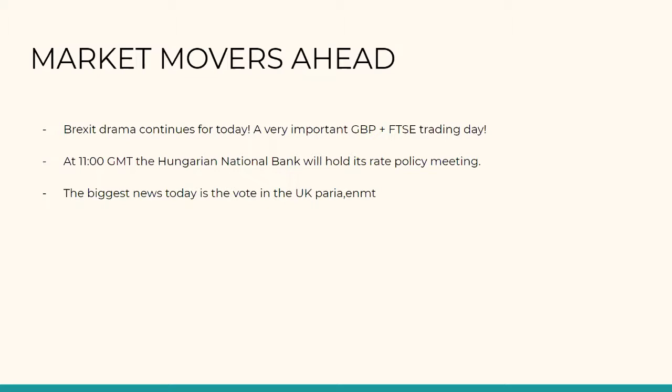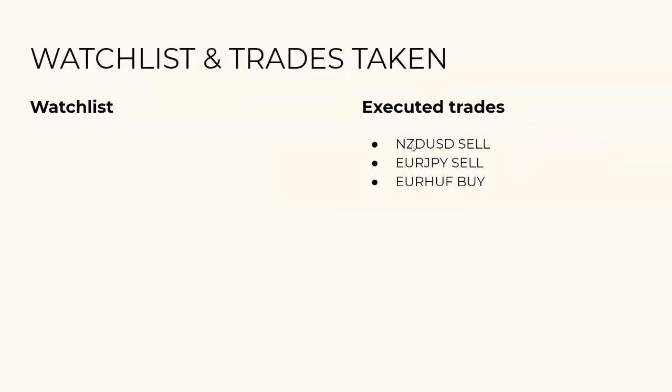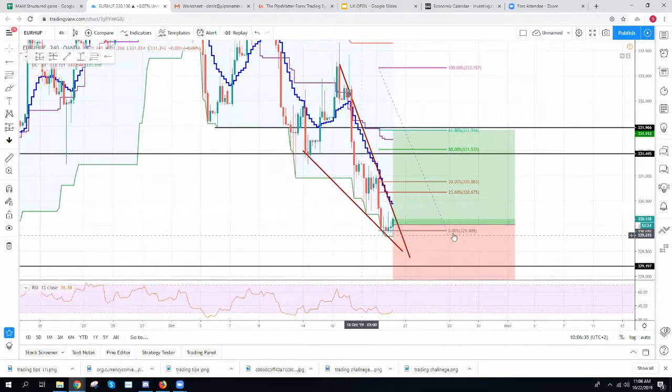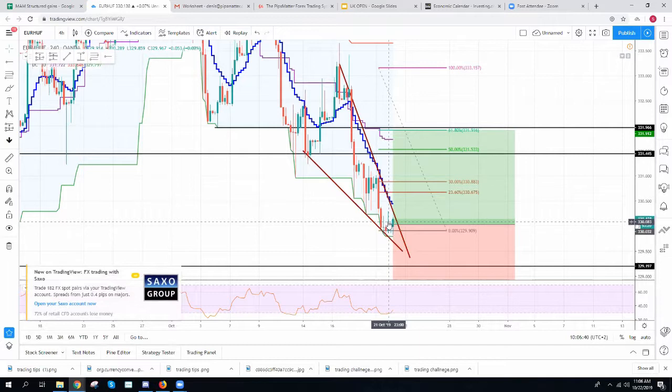Now, the biggest news for the day is, of course, the UK Parliament vote. That's going to be really important, so we really need to be on our feet and ready to make some pips. Our active trades: NZDUSD sell, EURJPY sell, EURHUF buy. Watch list, we're just going to go over the GBP. So there's EURHUF. We might find a bit of resistance here because there's still a lot of time left before the actual news comes out.